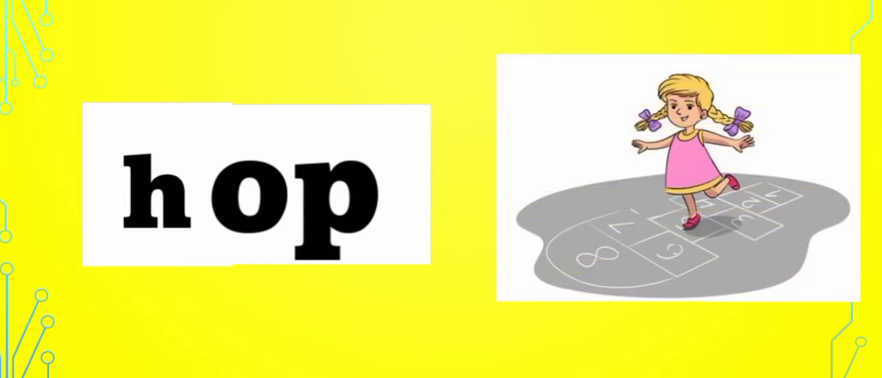Here comes the letter H. The letter H makes the sound H. H, op, hop. Hop is nothing but a jumping on one leg. Hop means jumping on one leg. Okay, children, now let's spell the word again. H, op, hop. Move for the next one.